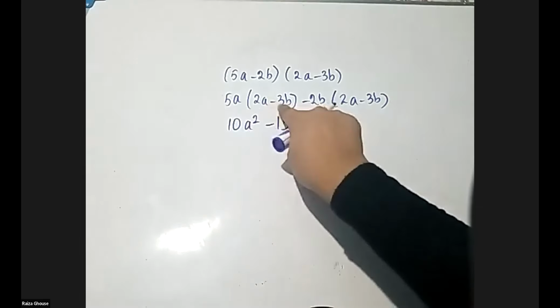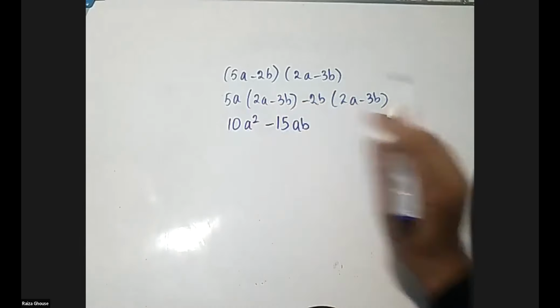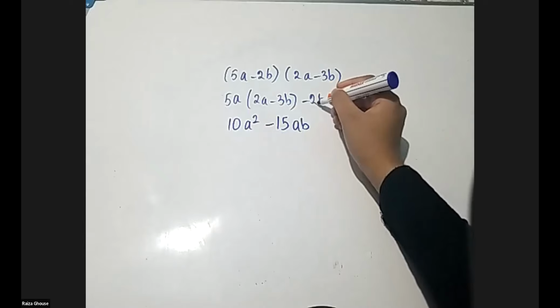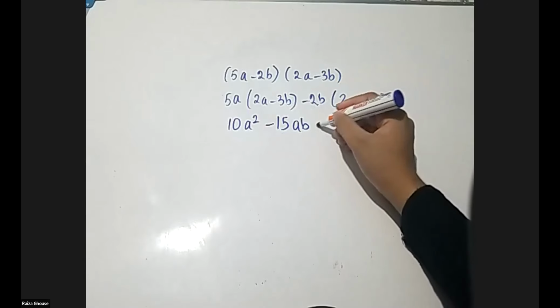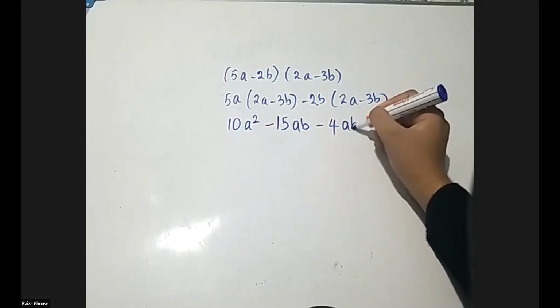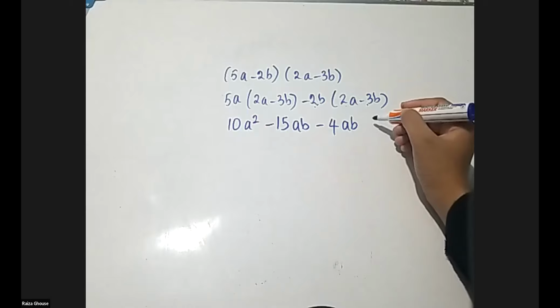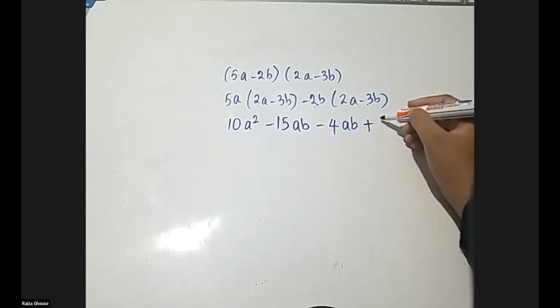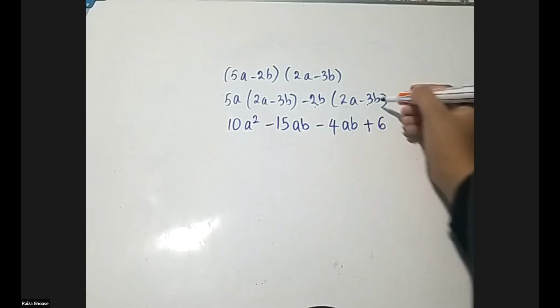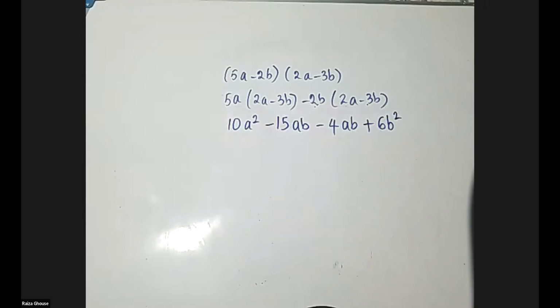Plus 5 into minus 3, that is minus 15. A into B, AB. Now here, minus 2 into 2, that is minus 4. B into A, AB. Minus 2 into minus 3. If you multiply two negative signs, it's positive. 2 times 3 is 6. B into B, B squared. Is this step clear for everybody? If it is not clear, raise your hand or put a text.